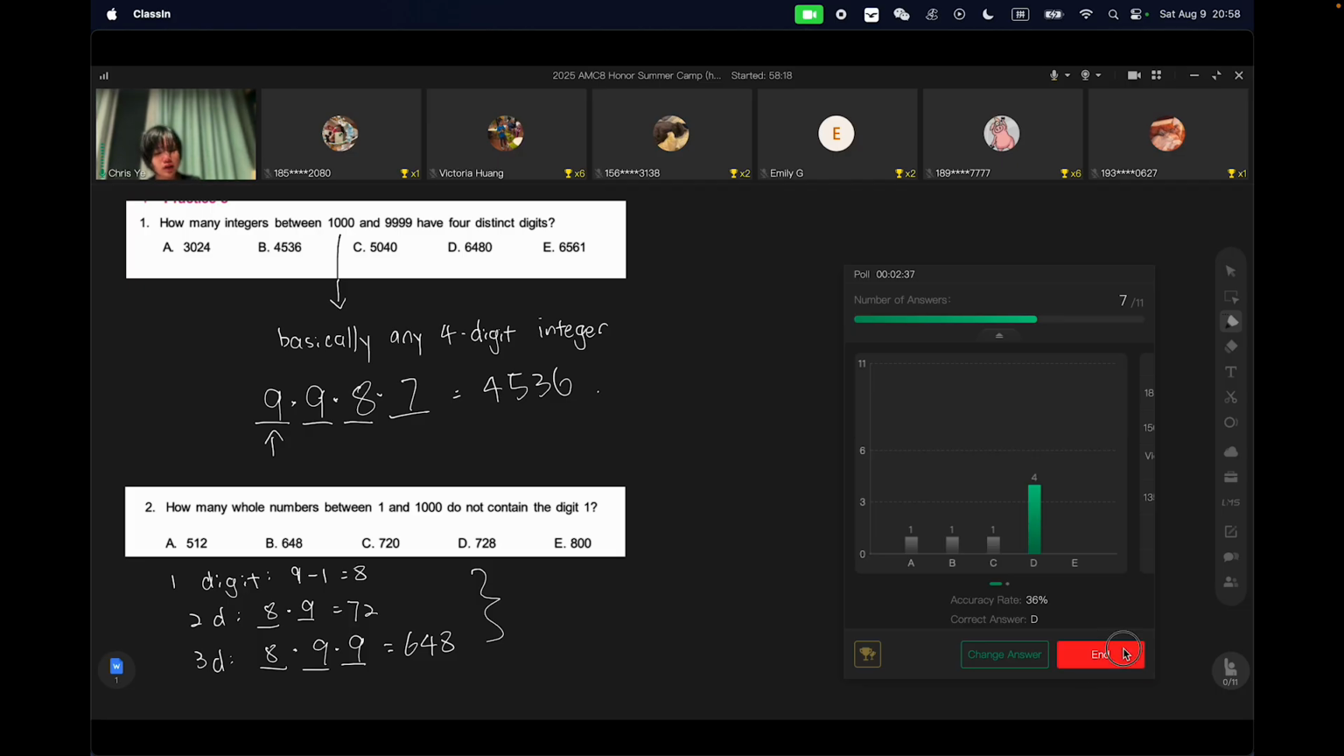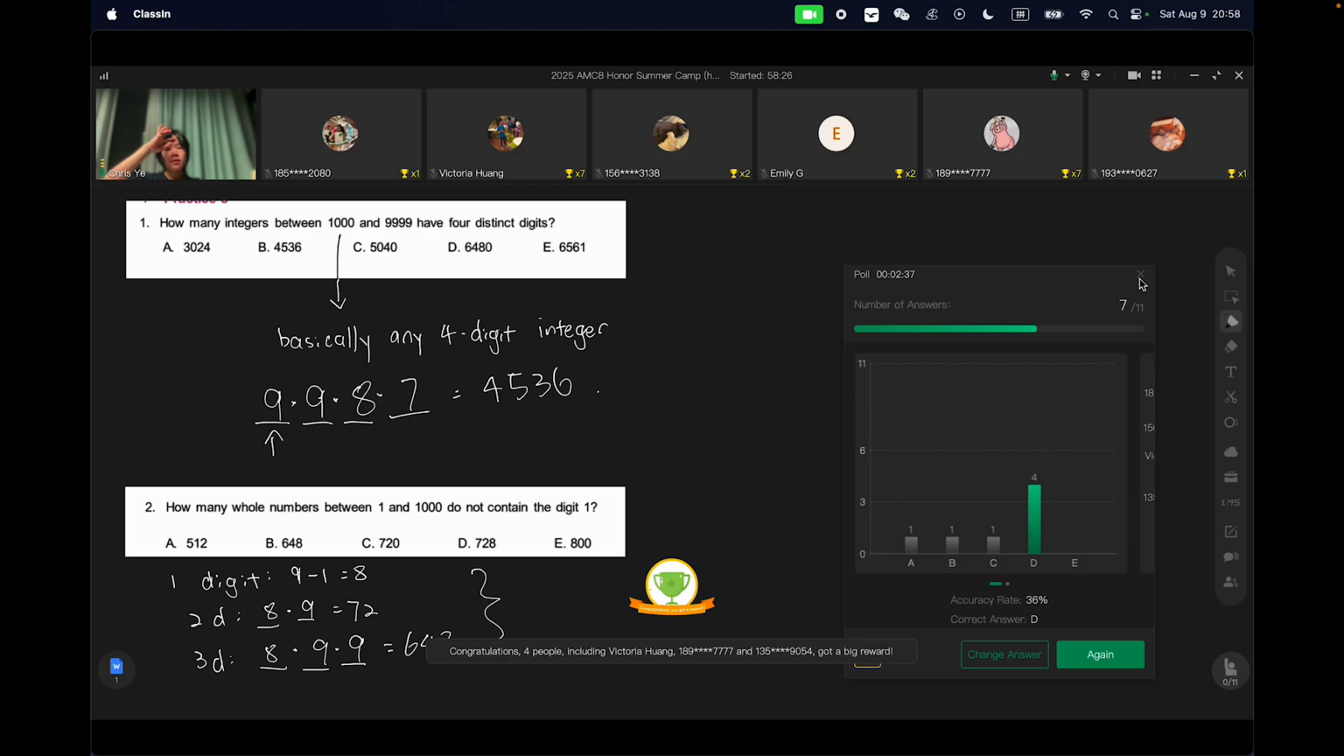Get the answers in. The answer is D, 726. So as I already explained in the exploration problem, basically what we need to do is to find the 1-digit, 2-digit, and 3-digit numbers that did not contain the digit 1. So for 1 digit, there are 9 numbers in total, and we just have to minus 1, which is 8. And for 2 digits, the first digit can be any digit except for 1 and 0, so there are 8 choices. And for the second one, it can be any digit except for 1, so there are 9 choices. So there are 72 choices for 2-digit numbers.